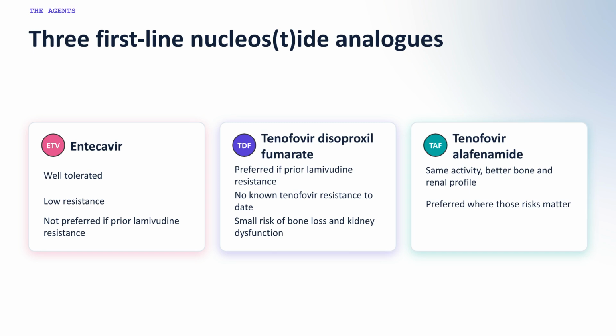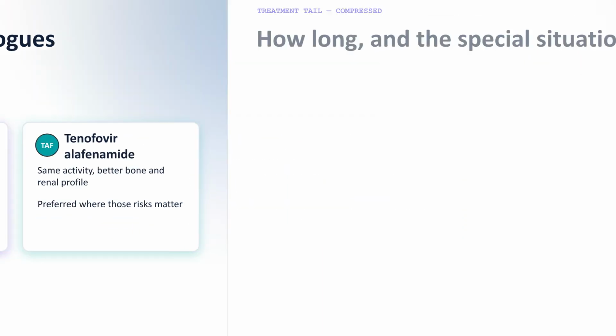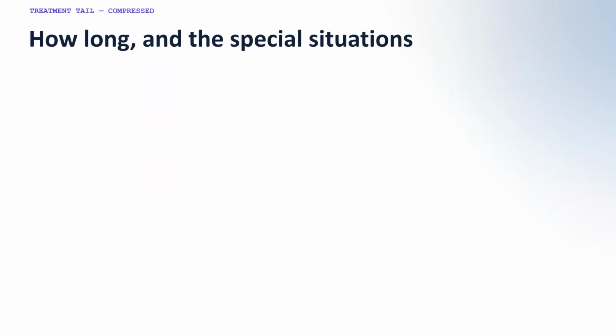So these drugs suppress far more often than they cure. Tenofovir is preferred if there is a history of lamivudine resistance, and there is no known tenofovir resistance to date. The disoproxil formulation carries a small risk of bone loss and kidney dysfunction. Alafenamide is gentler on both. Duration and special situations, briefly.